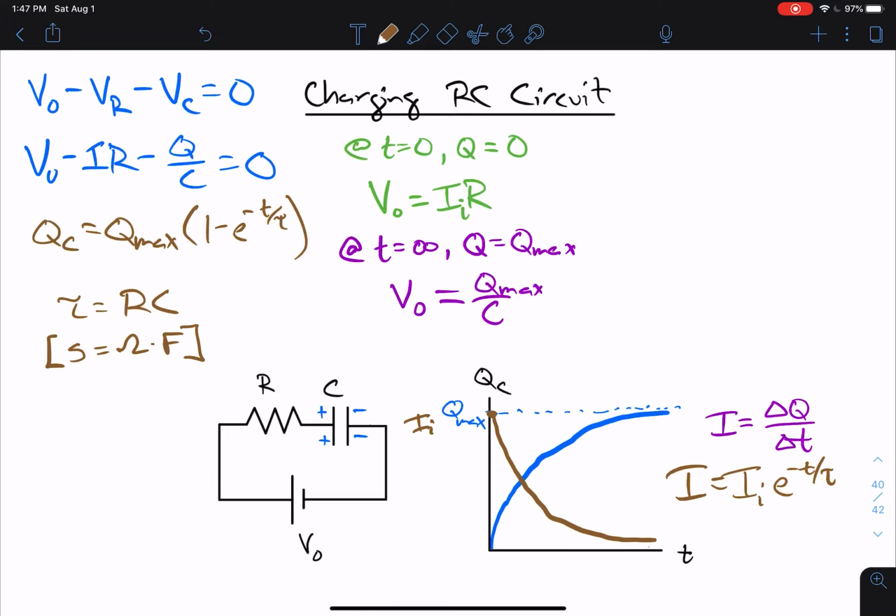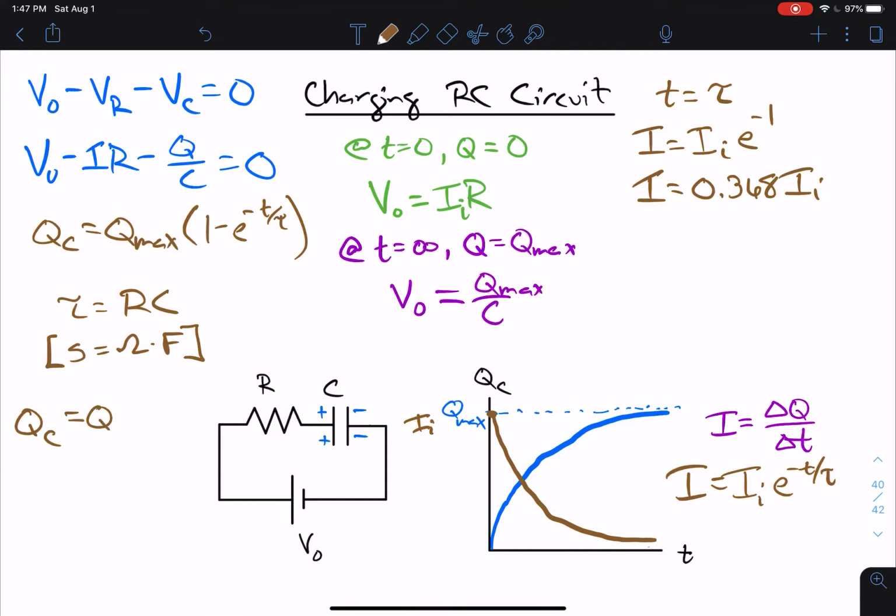Okay, so let's talk about one last remaining situation that we need to discuss, and that's when t equals tau. When t equals tau, let's start by looking at the current. That's going to be I equals I initial times, if t equals tau, e to the minus 1. Well, it turns out that e to the minus 1 is approximately 0.368.